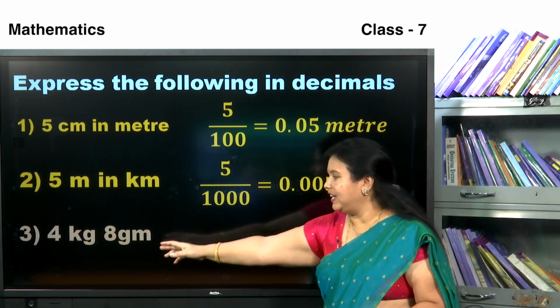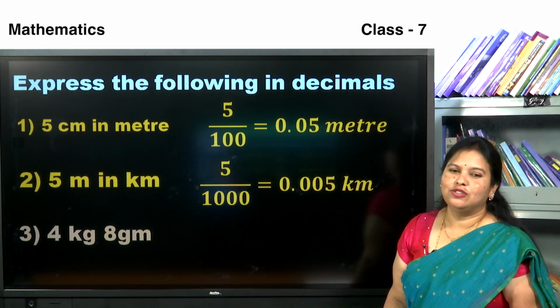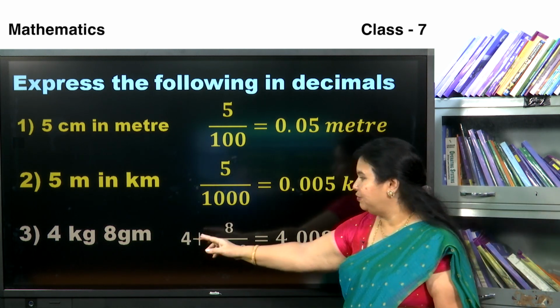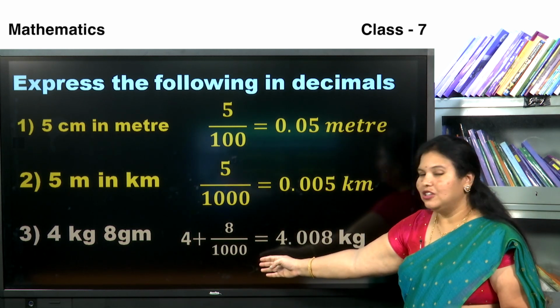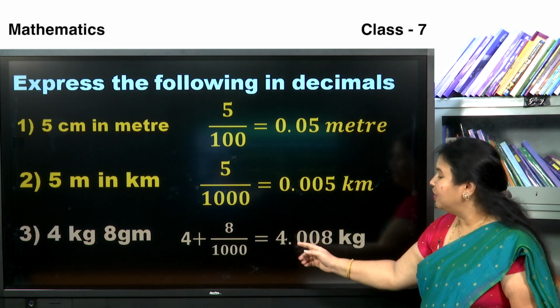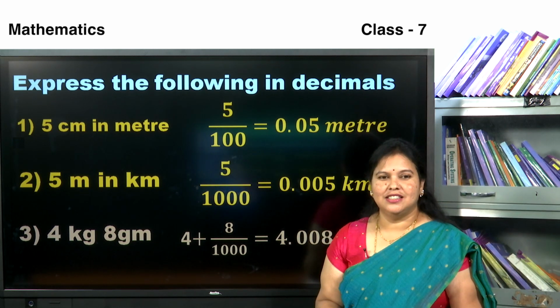Next one, 4 kg 8 gram. Here 4 kg is a whole number. So, we will keep it as it is. 4 plus 8 gram can be written as 8 by 1000. So, by adding these two, we get 4.008 kilograms. We will see the next one.